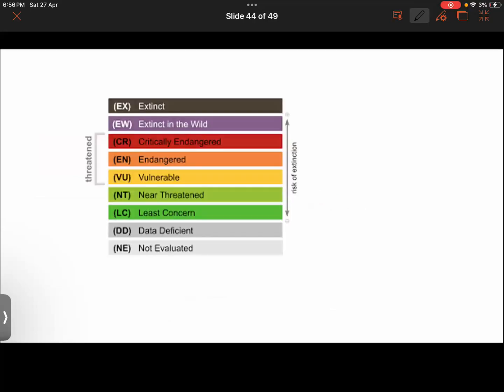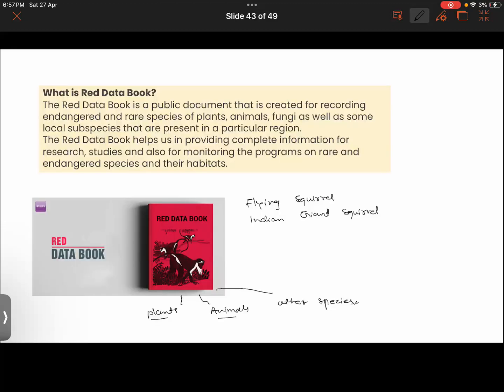You will also find that there are different color codes given in the red data book. For example, there are some species which have become extinct, so it would be shown in this color. Getting it now? So this would also be mentioned, but the main focus of the red data book is that it shows you the list of species which are in danger of becoming extinct.